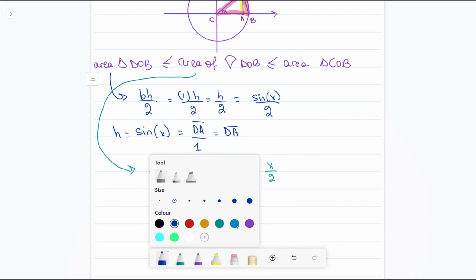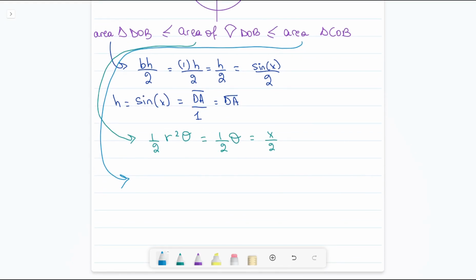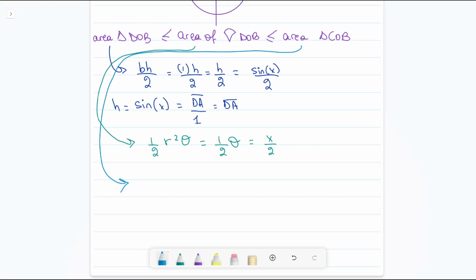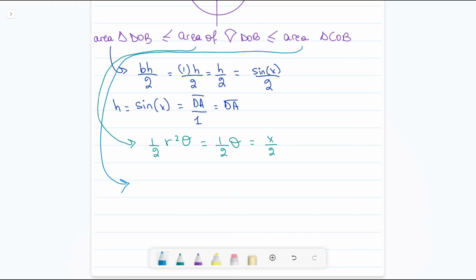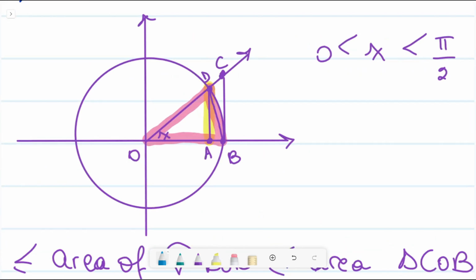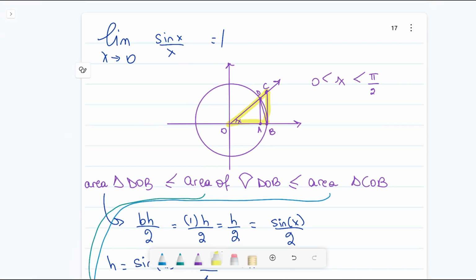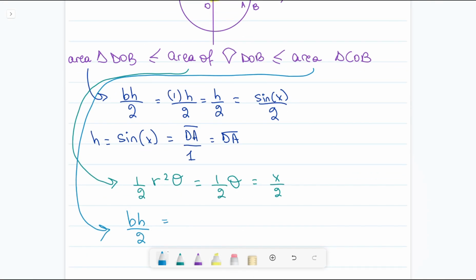Finally, we will work with the area of COB down here. The area of the triangle COB, as we already said, the area is the base times the height divided by 2. So it's base times height divided by 2. Let's look at the triangle. So triangle COB, as you might notice, the base is OB, which is the radius, so it is 1. So we can write the area as height divided by 2.